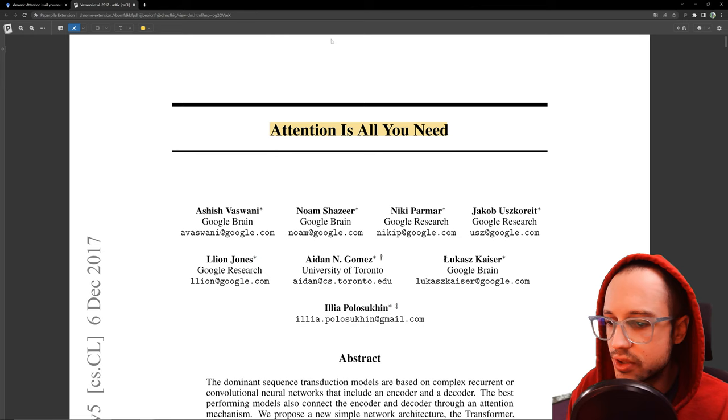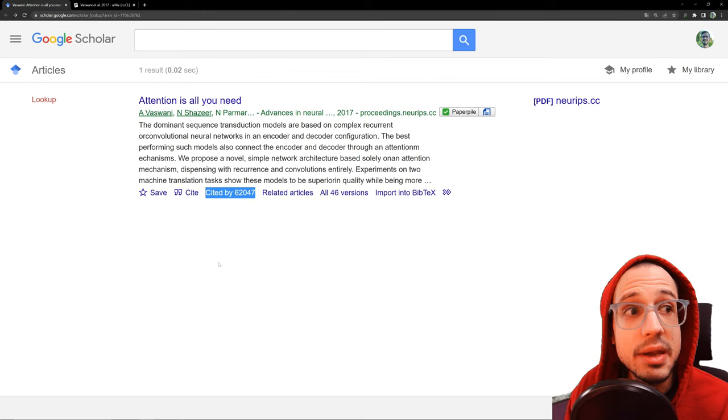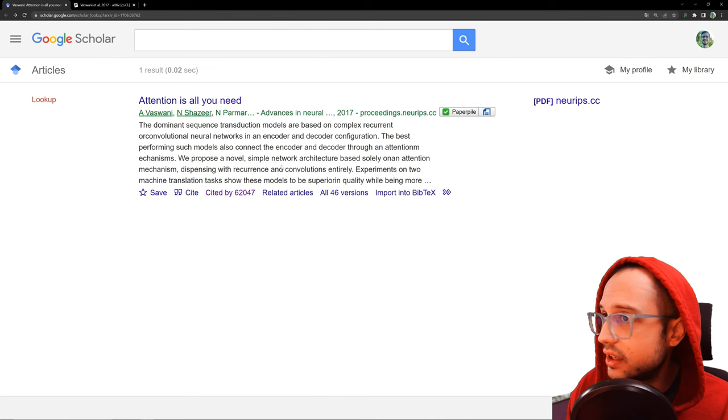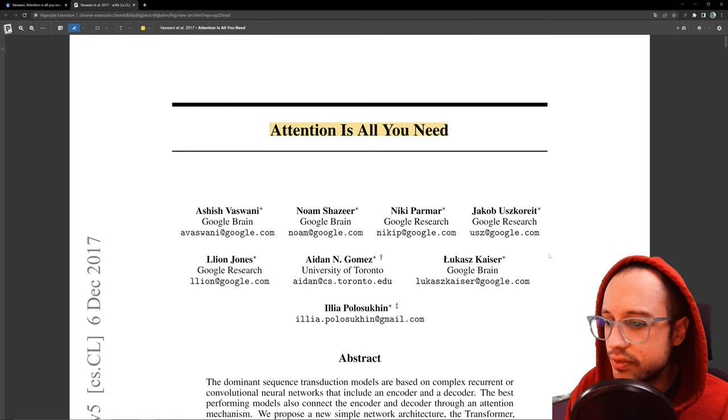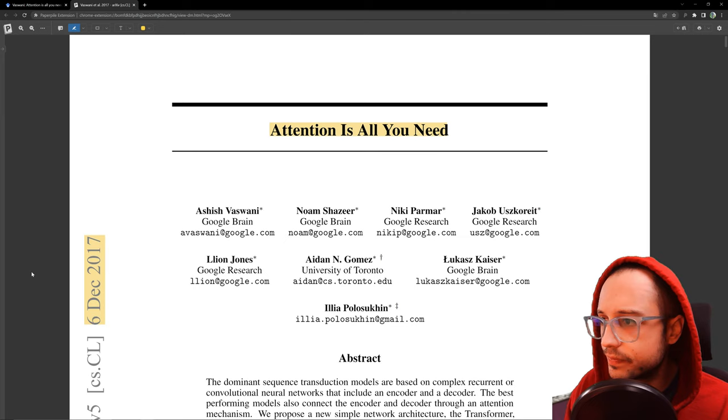So this paper has 62,000 citations, according to Google Scholar. It is kind of out of control when it comes to citations. To me, this is one of the classic papers of deep learning, during one of the coolest periods of deep learning, the late 2010s. This paper came out of different Google researchers and I guess this guy from University of Toronto.